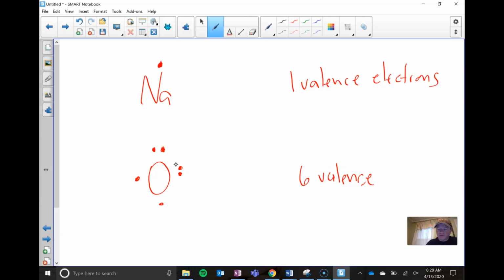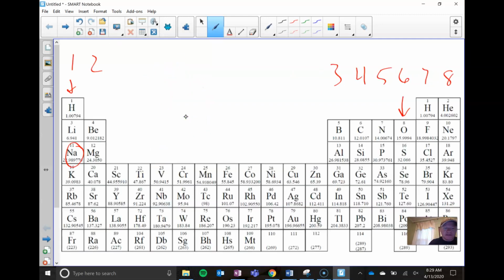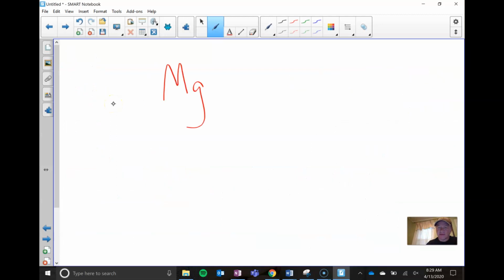Just a few more. Let's say we've got magnesium, Mg. Magnesium is in main group 2, so that tells us magnesium has 2 valence electrons. So how many dots? 2 dots. I'm not going to put both of them over here. I want to start at the top and work clockwise. So 1 and 2. That's it.